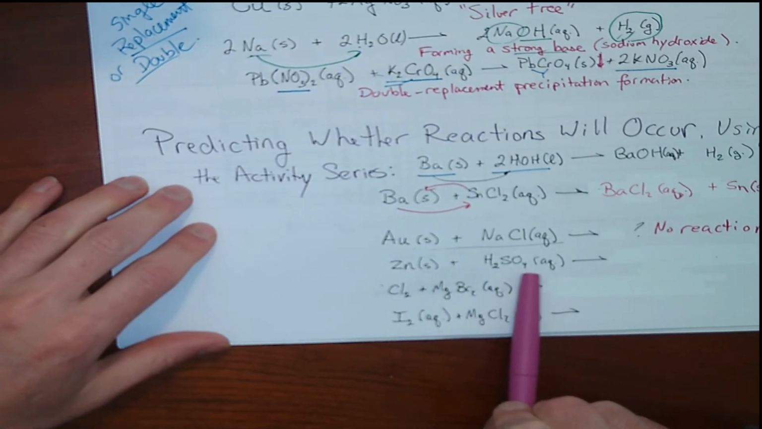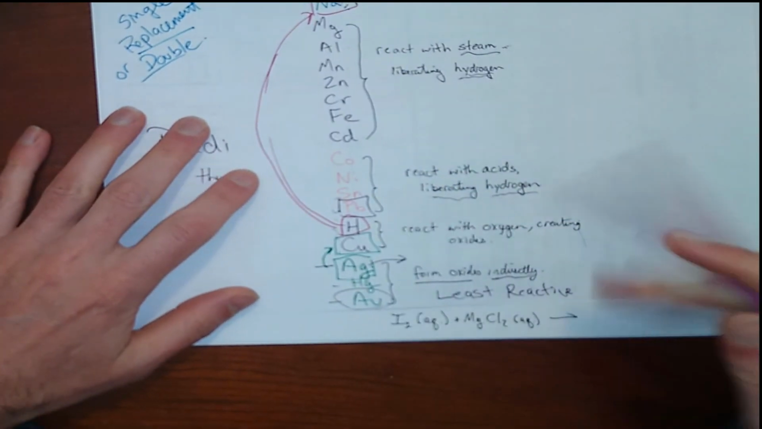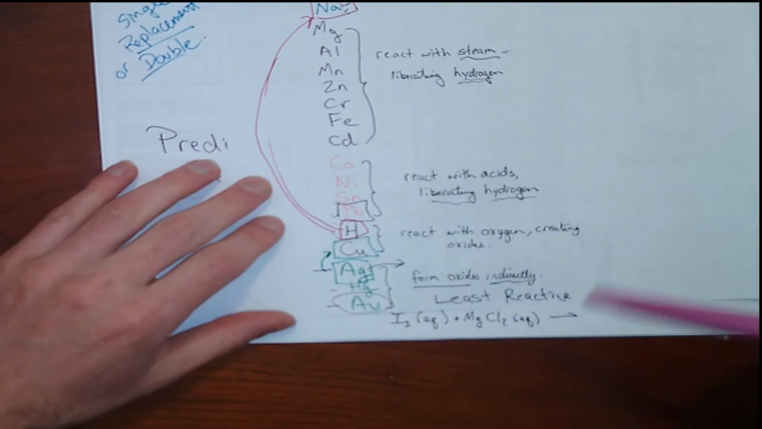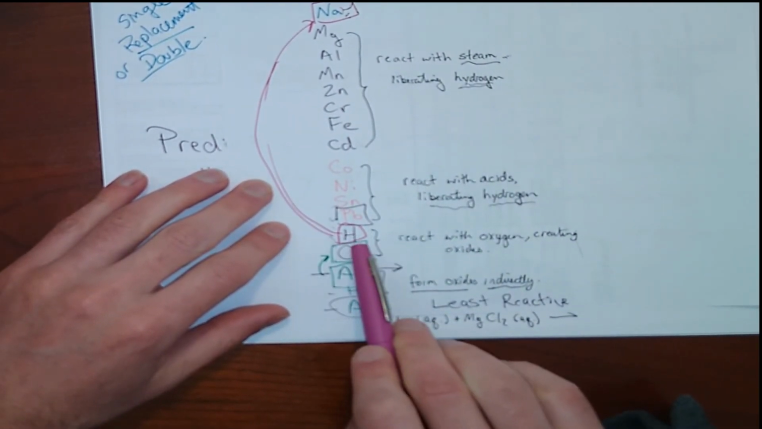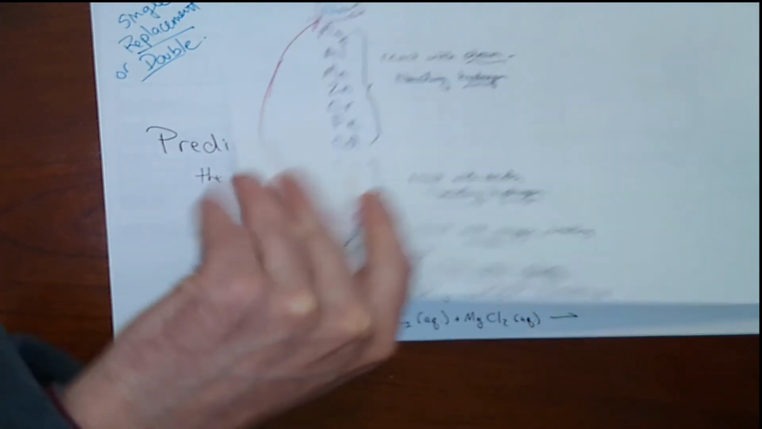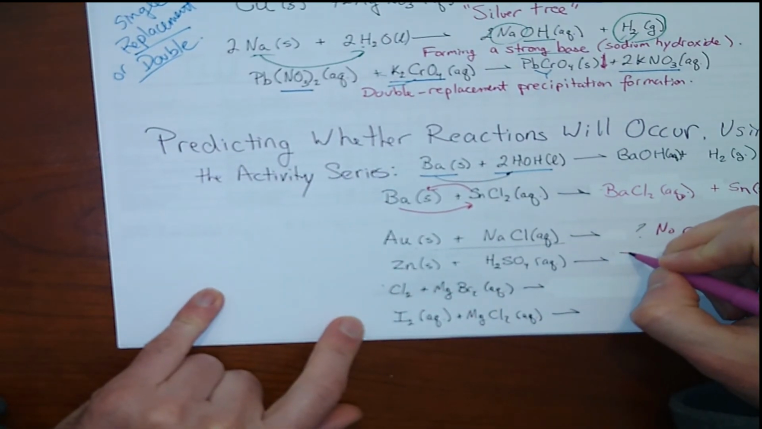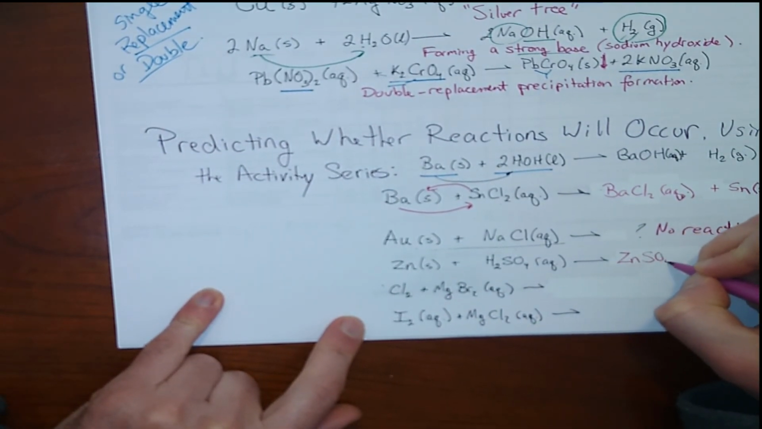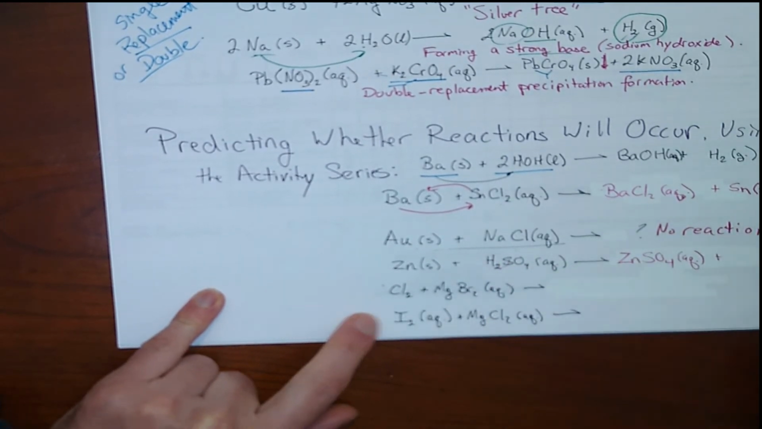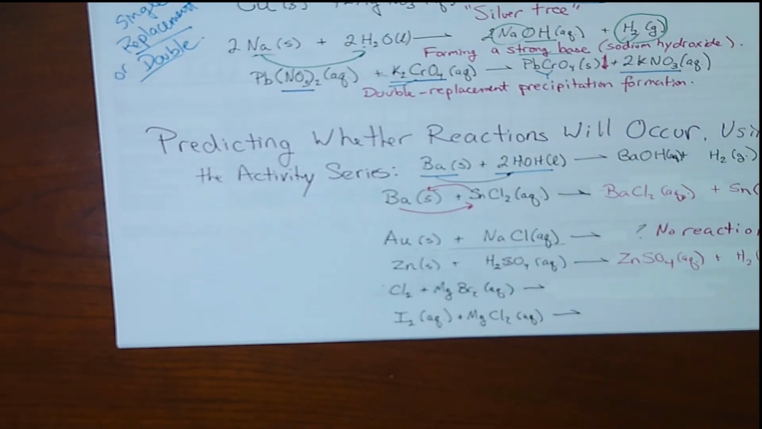Zinc and sulfuric acid. I go to my activity series. Zinc is about in the middle. Sulfuric acid is, well, it's sulfate and hydrogens. So we're looking at hydrogen here in comparison to zinc. Zinc is more active than hydrogen, so this reaction should occur. The zinc will take the place of the hydrogen. And so you'll get zinc sulfate plus, again, hydrogen will be replaced and released. So you'll have hydrogen gas as a byproduct.